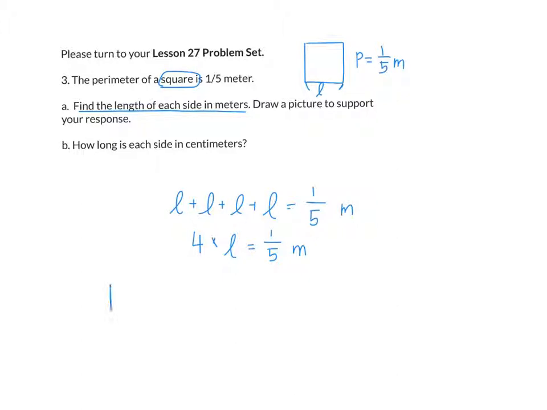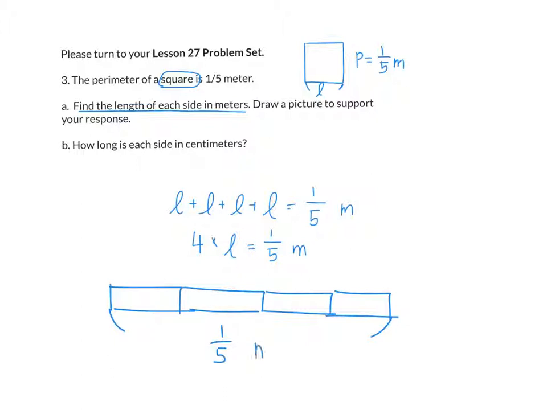If I were to draw another picture, if this is L, and this is L again, and this is L again, and this is L again, and all together, this is 1/5 of a meter. How can I find out how much just one L is? Kevin? 1/5 divided by 4. I could use the inverse operation. I know that the inverse of multiplication is division, right? So I can do 1/5 divided by 4 will equal the length. Do you agree?